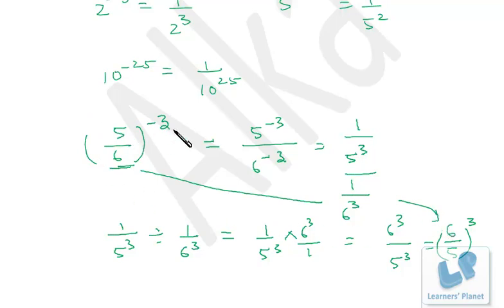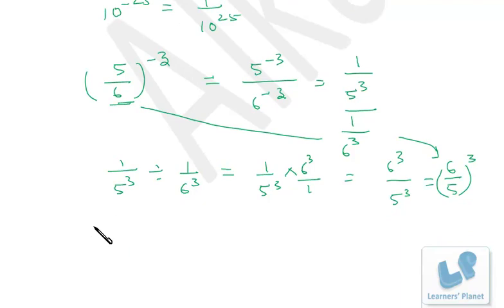So you saw (5/6) raised to minus 3 can be written by just taking the reciprocal of the number, that is 6 by 5, and making the power positive. Okay, one more example I take. Suppose I have (2/3) raised to minus 5, so that can be written as (3/2) raised to 5.